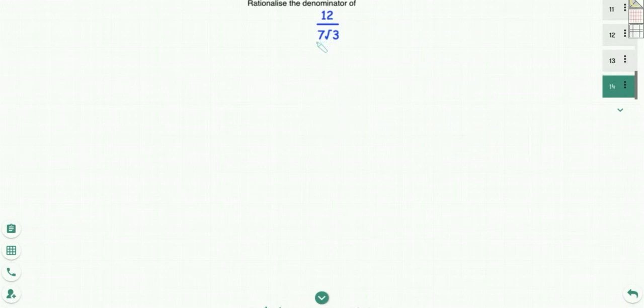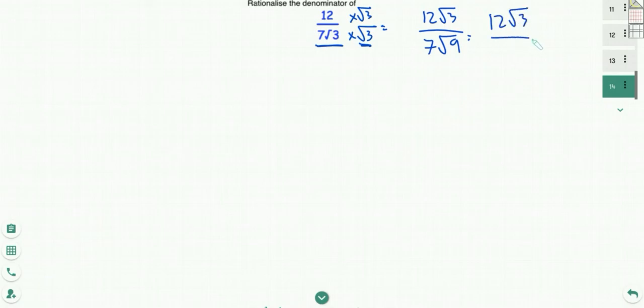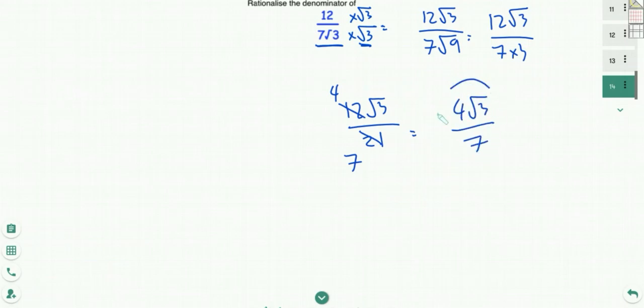So whenever there's a number being multiplied by the surd, we're going to multiply both sides by just the surd. So skip this 7, just multiply both sides by root 3. So 12 times root 3 is 12 root 3. 7 root 3 times root 3 is going to be 7 root 9. Then we can keep the top the same. And root 9 is the same as 3. The square root of 9 is 3. So 7 times 3. So it's going to be 12 root 3 over 21. And we can simplify 12 and 21 by dividing both sides by 3. So 4 over 7. So 4 root 3 over 7. That's your answer.